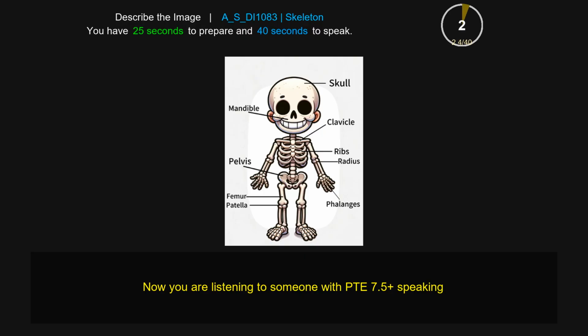This is the skeleton of the human body. Each part of the body is labeled with a unique name and parts.